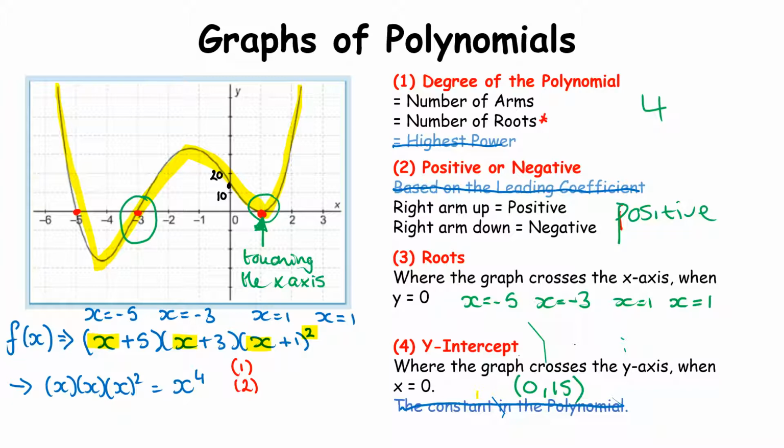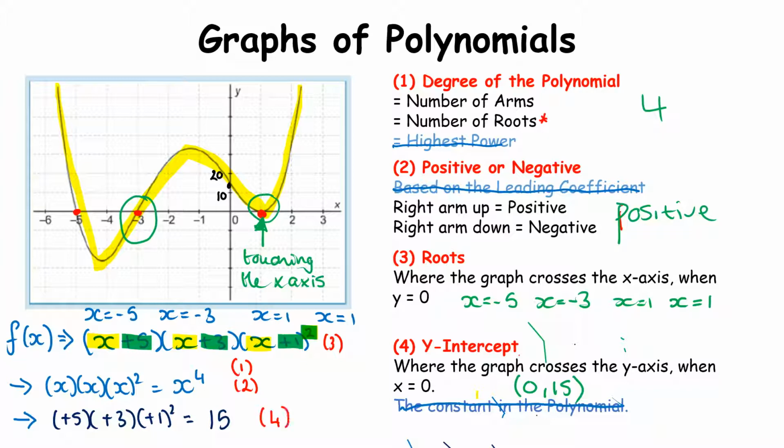My roots are already given, so this is all part 3. And to get my y-intercept, I do something similar that I did with the x's, but this time I'm going to focus on the constants. So I have a plus 5, plus 3, and a plus 1 squared. So I've got plus 5 times plus 3 times plus 1 squared. And signs are so important here, so we take them all. When I multiply that out, I get 15, and that agrees with my y-intercept.